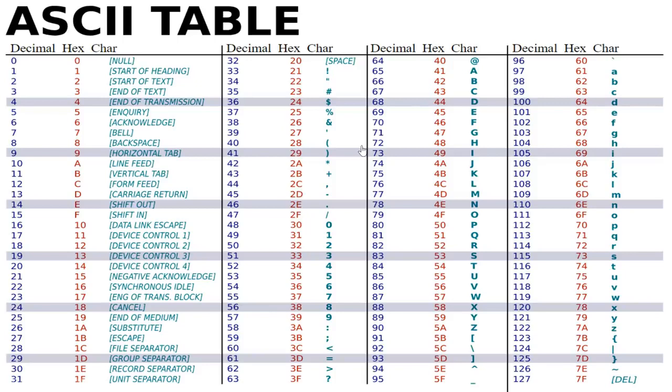But at minimum, we have at least 1 byte. And as we know, 1 byte is equal to 8 bits. And ASCII requires just 7 bits to represent characters. Therefore, the most significant bit, that is the 8th bit, is set to 0.